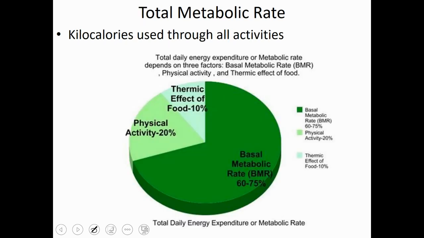You have total metabolic rate, which, as you could see, includes your basal rate, then your physical activity, and the effects of just breaking down food, which produces heat. And like I said, the more active you are, the more calories you would take in, so your total metabolic rate might be higher than someone else's that's not.